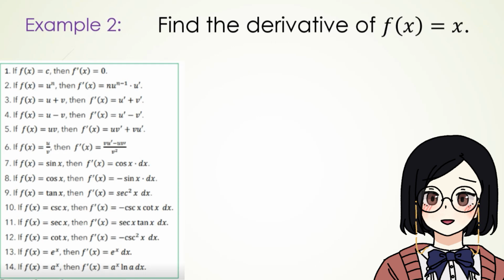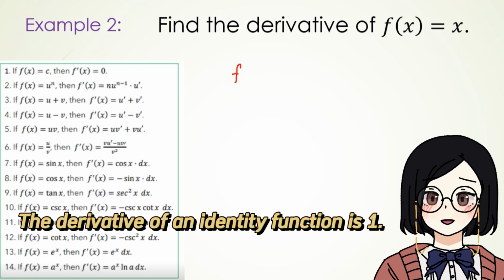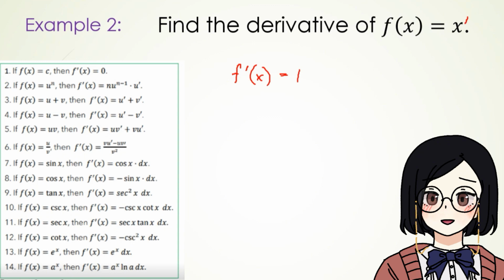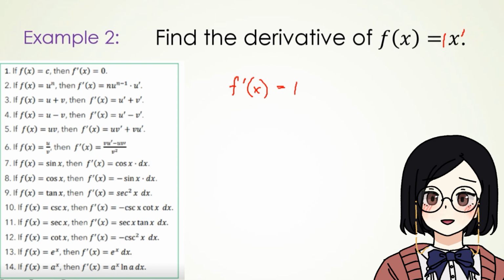Find the derivative of f of x equals x. So this is an identity function. Now the derivative of an identity function is equal to 1. Probably you are wondering why we got 1. So as you can see in the exponent, we have 1. And in the numerical coefficient, we also have 1.